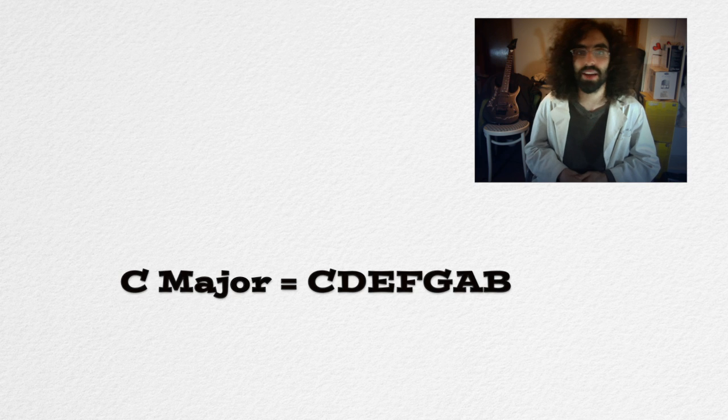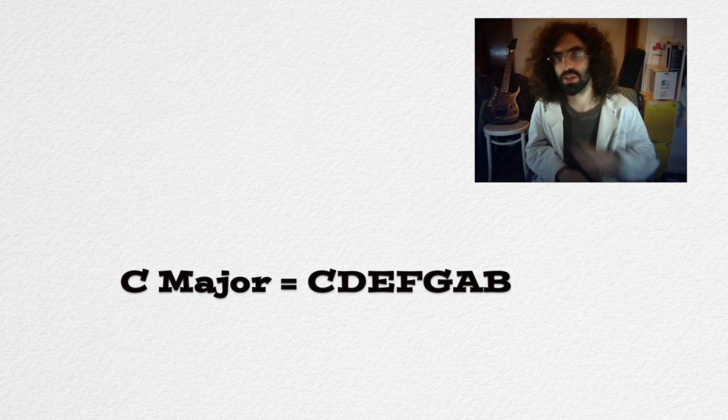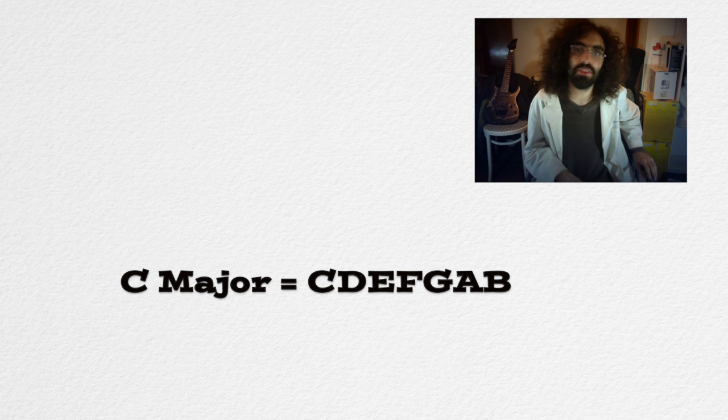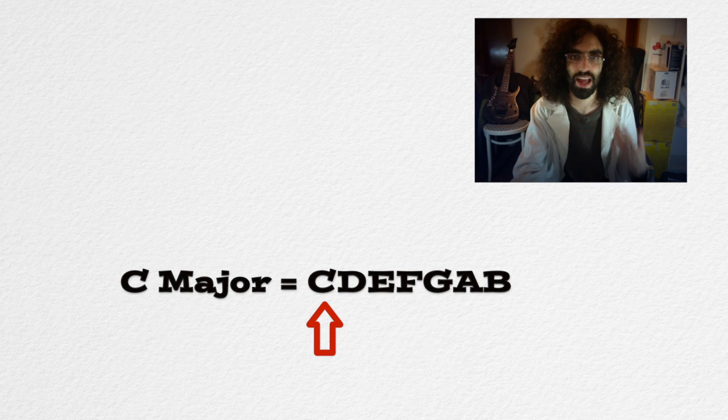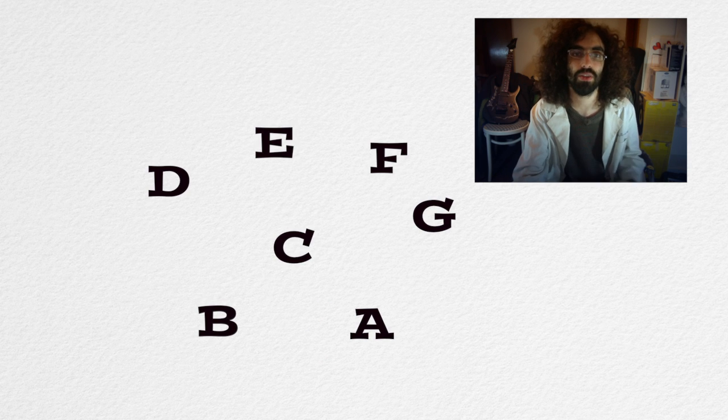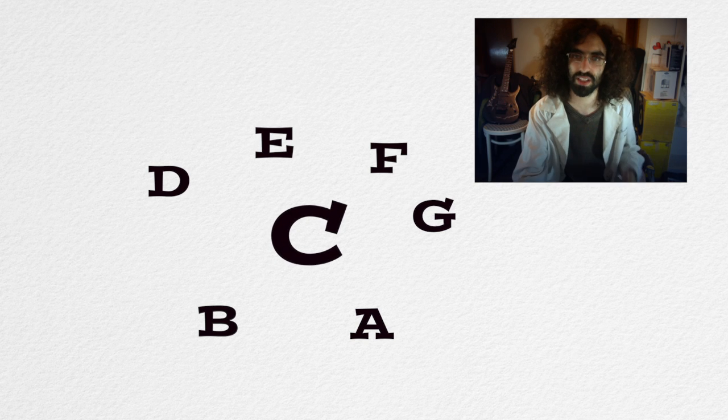For example, the key of C major contains the notes C, D, E, F, G, A, B. So its key signature is just natural notes, no sharps or flats. The key of C major prioritizes C as the home bass note to which everything is going to revolve around. So everything's going to resolve to that home bass note. In music theory, the home bass note is called the tonal center.